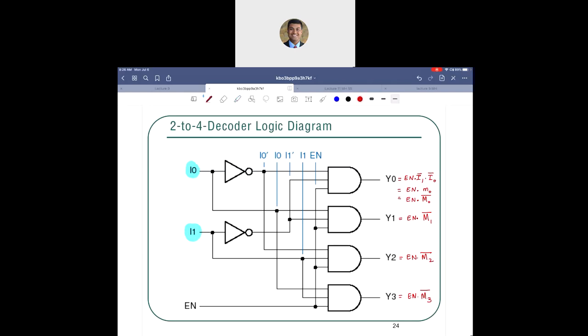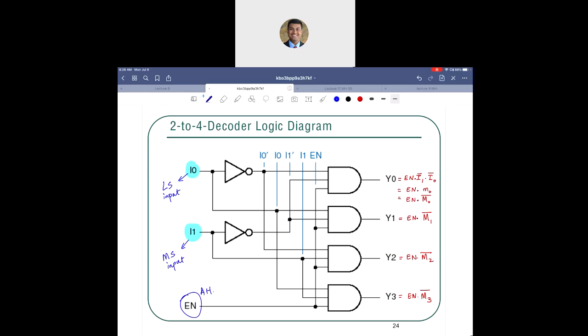So I0 is the least significant input, and I1 is the most significant input. That is being indicated by the numbers that are being used for the inputs. We also have an active high enable over here.